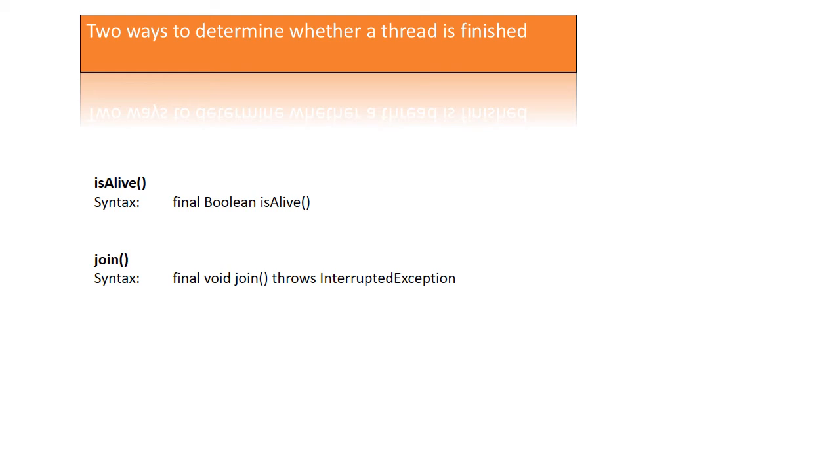While isAlive is occasionally useful, the method that you will more commonly use to wait for a thread to finish is called join. The general syntax is final void join() throws InterruptedException. This method waits until the thread on which it is called terminates. Its name comes from the concept of the calling thread waiting until the specified thread joins it. Additional forms of join allow you to specify a maximum amount of time that you want to wait for the specified thread to terminate.